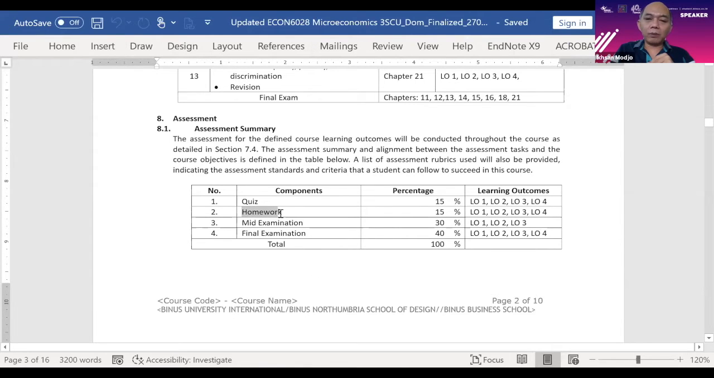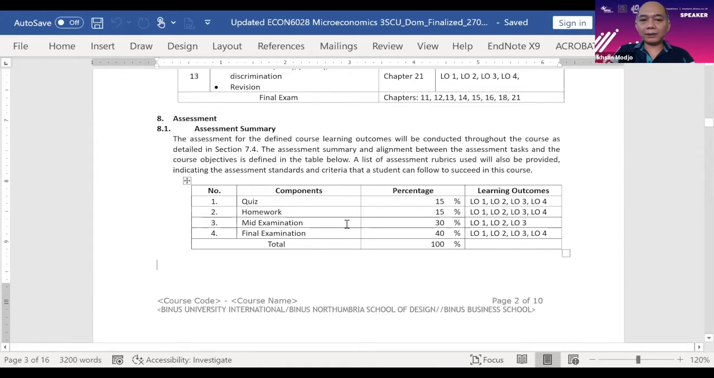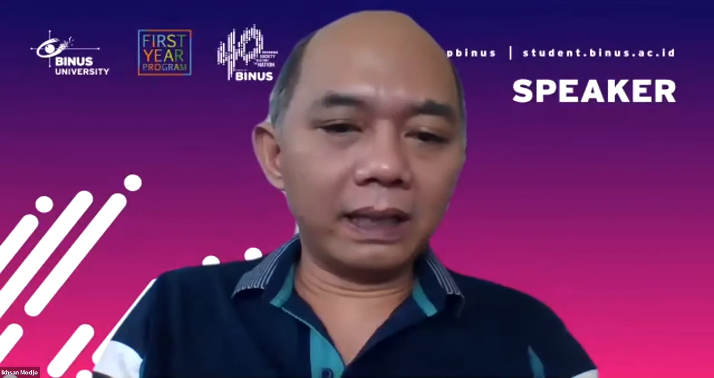Okay, homework. This component contributes about 15% towards your total final mark. This homework is basically taken from the exercises that you do in the Binus Maya forum. I cannot emphasize enough how important it is that you participate in the Binus Maya forum, as well as answer any exercise or homework that we put on that platform. So that is clear.